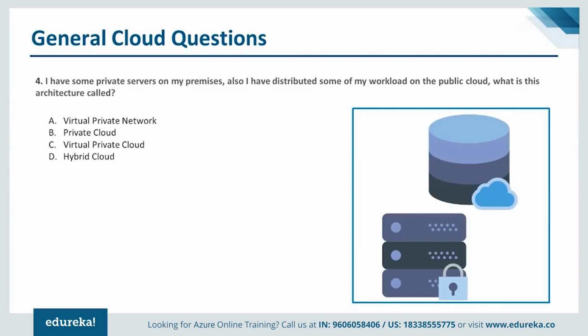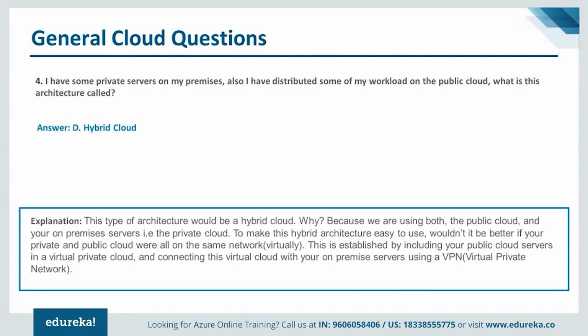Again, just read the question carefully, and then I'll jump to the next slide and we will talk about the answer and the explanation. I have some private servers on my premises. Also, I have distributed some of my workloads on the public cloud. What is this architecture called? It says hybrid cloud. This type of architecture would be a hybrid cloud, because we use both the public cloud and the on-premise server, which is the private cloud.